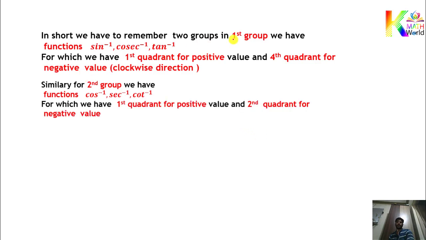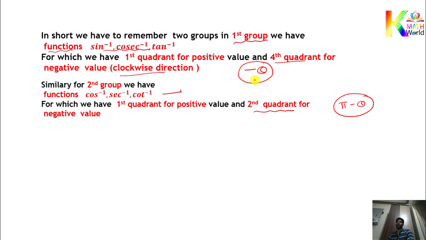You can see here, this is our first group function: sine inverse, cosec inverse and tan inverse. Only remember for negative values: fourth quadrant and clockwise direction, that is our angle minus theta. For the second group function, you can see cos inverse, sec inverse and cot inverse. Again, you just need to remember the second quadrant, and the format of the second quadrant is pi minus theta.